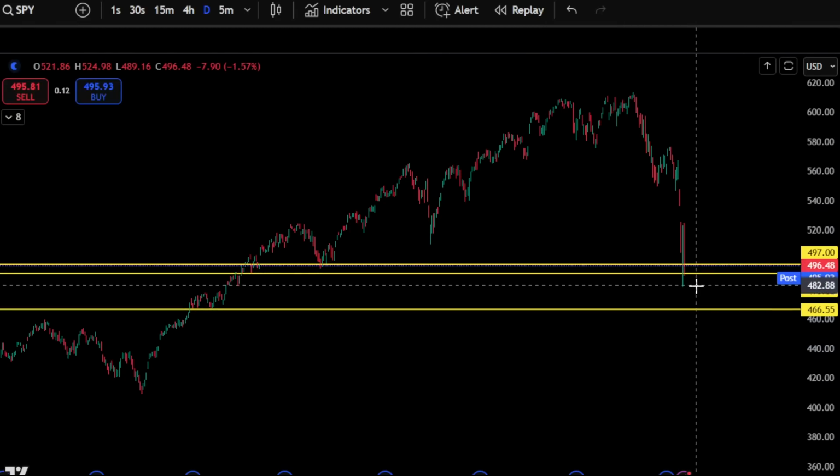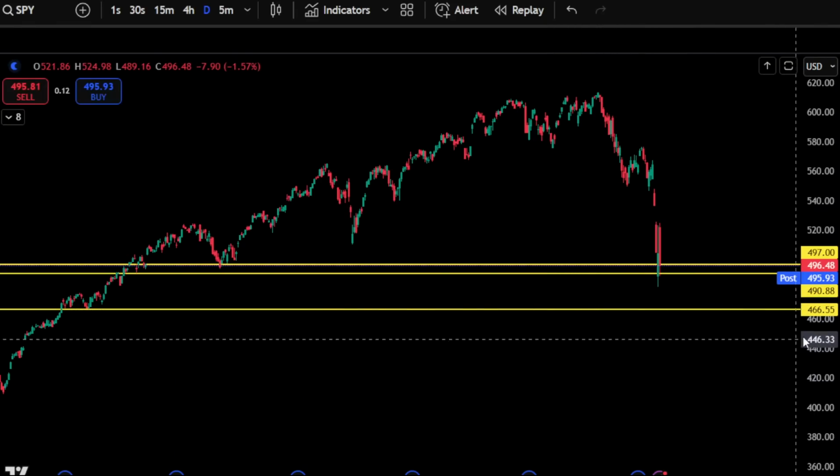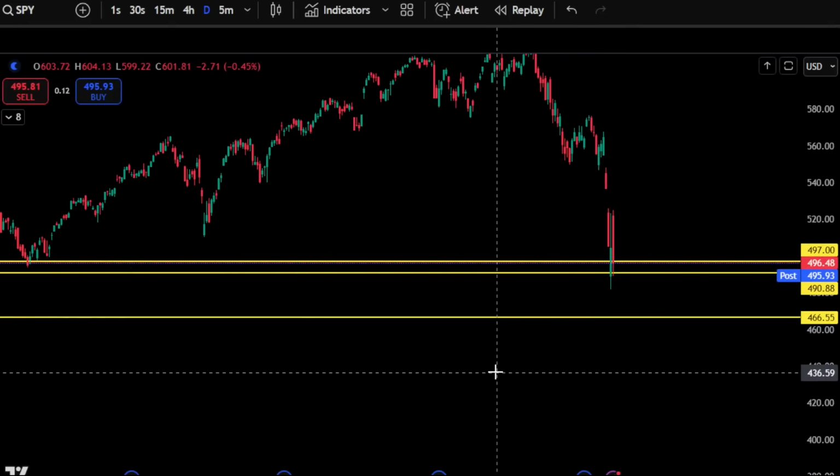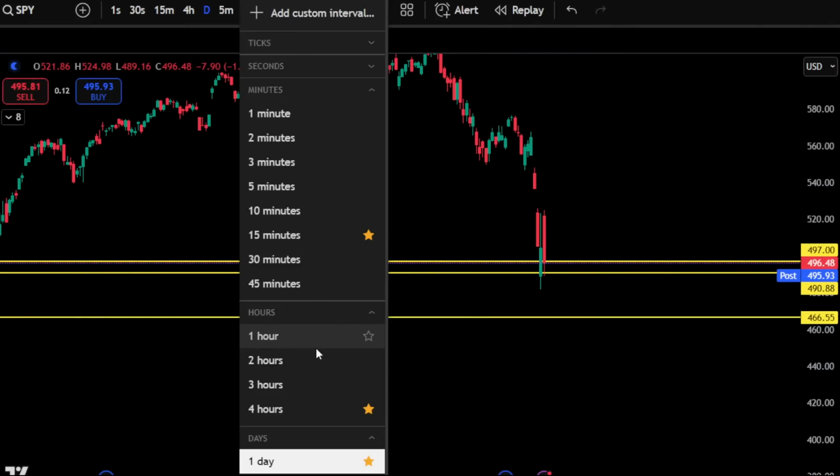And it doesn't mean we have to head there. It just means that the gates are open, or there's potential for us to head towards the 460s when it comes to the SPY. And again, it doesn't mean we have to go there, right? And this is how you build confidence when it comes to trading.